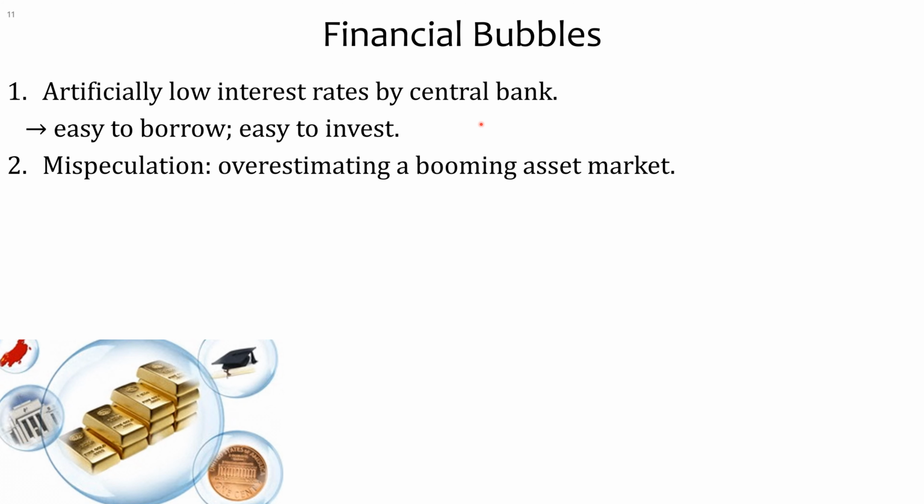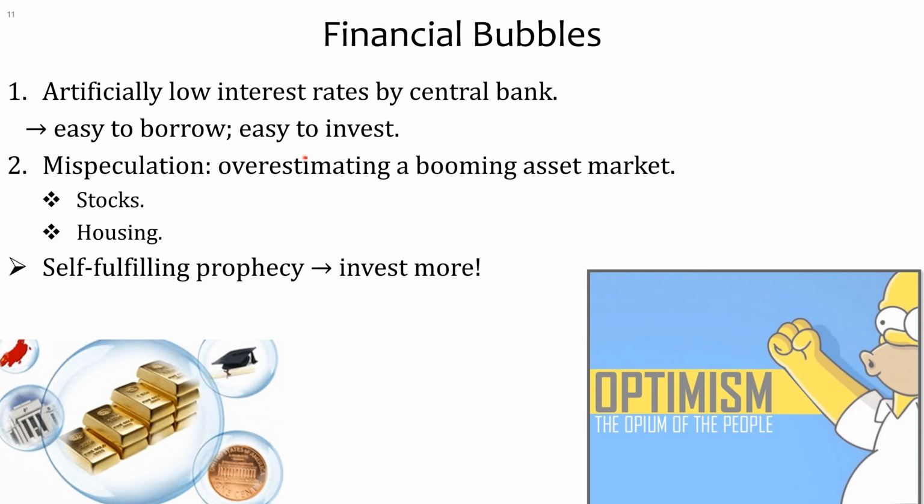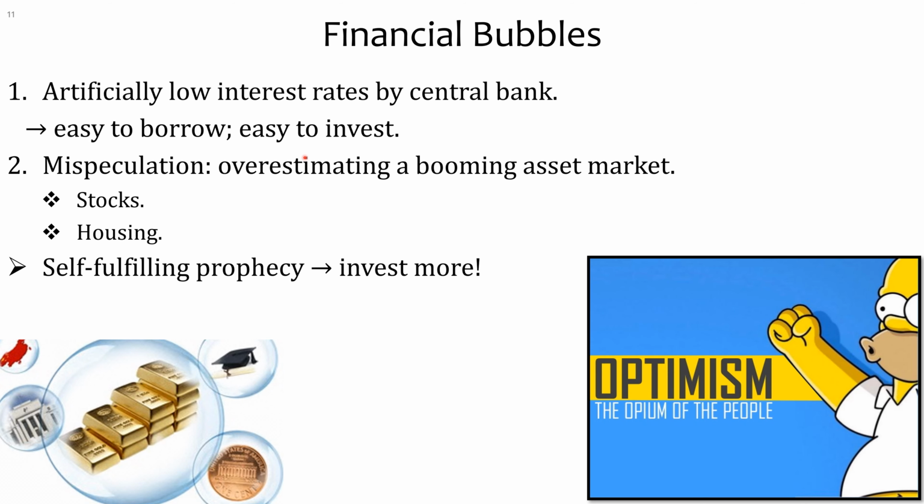Another factor here is human psychology, which involves some level of overconfidence, where we think that a certain asset, like stocks in the 1920s or housing in the early 2000s, is going to boom. So we're going to invest a lot in it. But that becomes a self-fulfilling prophecy. When people are optimistic about something, investors are going to borrow a lot to put into it. But as they buy more of it, it creates an artificial demand for it. So the price of it goes up.